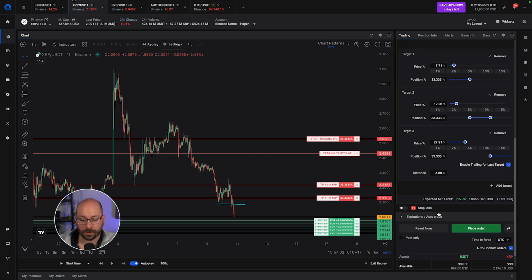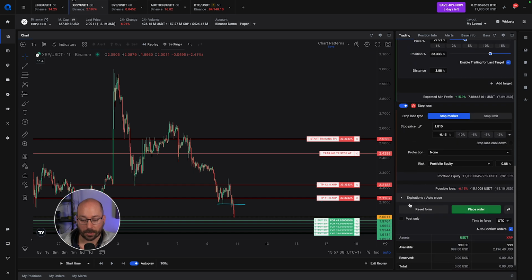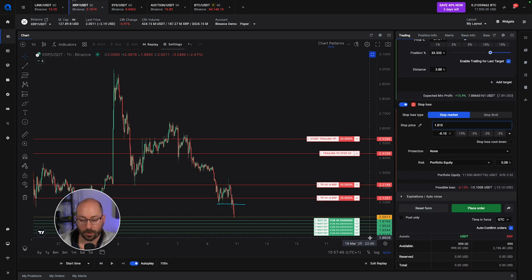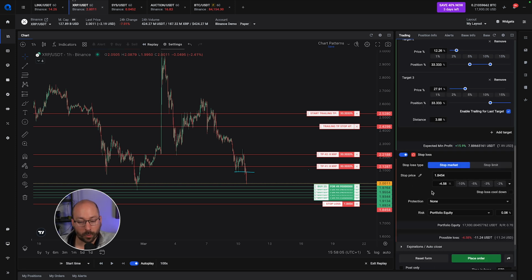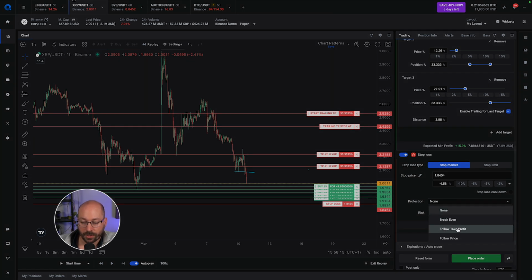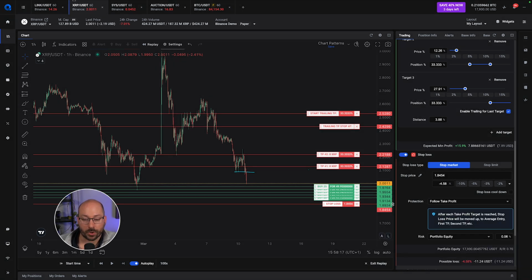A minimum profit. So this is based on only the first order hit. Then we can set up our stop loss. We can set that below the last entry order. And then we can see that our loss would be 4.5%. Now, because we are working with multiple take profit targets, we can also use the protection function from the stop loss. If we set it to follow take profit, our stop loss will be moved up and up until the price returns down.